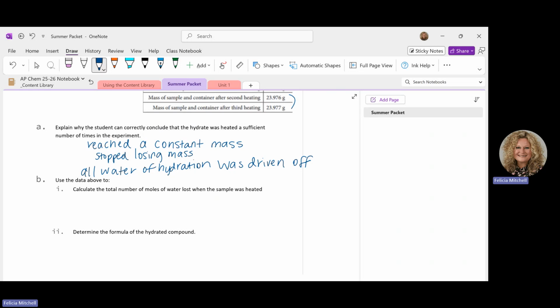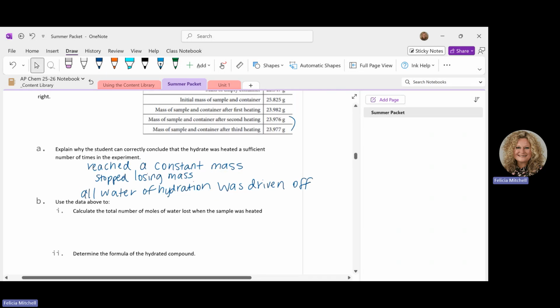Now, it says, give me the total number of moles of the water lost. The mass lost was the water. That's what you did: you heated it to lose the water, the mass. So you're going to say, okay, 25.825 grams minus 23.976 grams is the mass of the water that was lost.